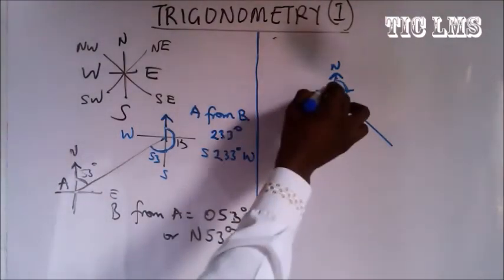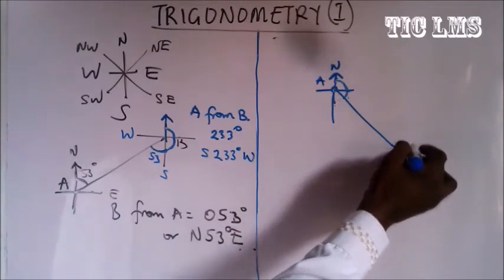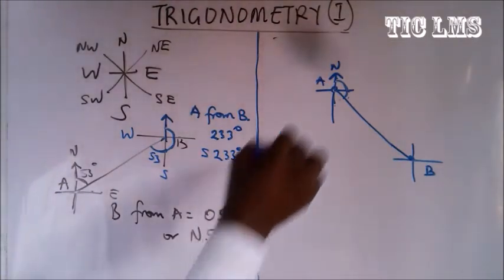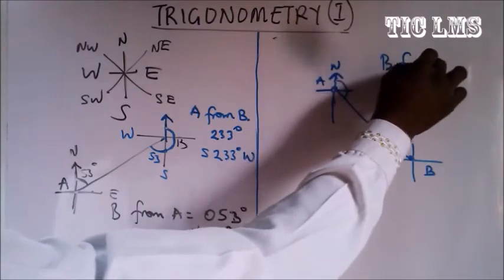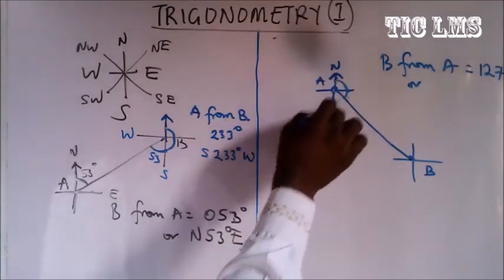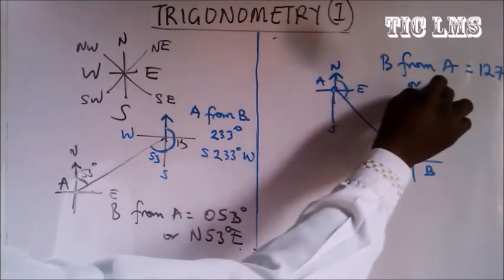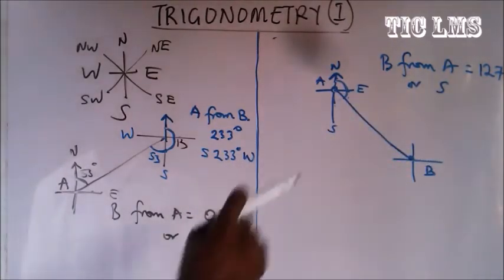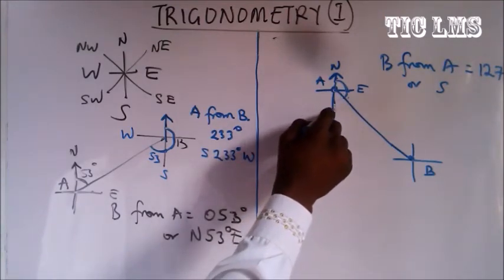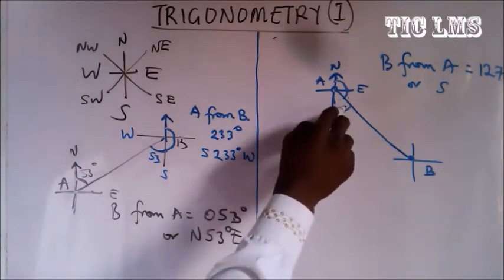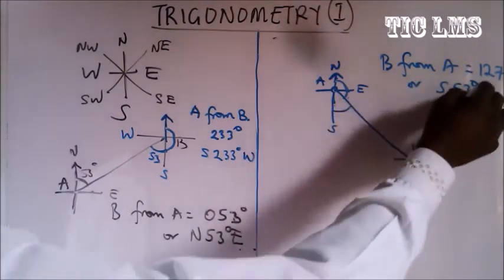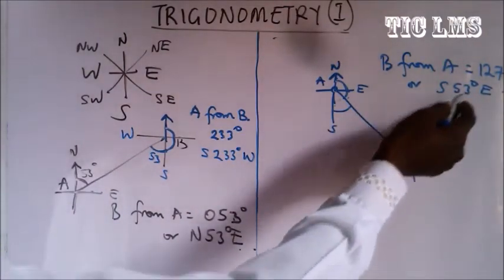So meaning that 127 is between this place and this place. Alright, so we have this as our point A, and you draw it to any point. You can call it, this is your point B. And so we have it that B from A equals 127 degrees, or you can call it south going towards the east, since this is south and this is east. Now what will this angle be? That was going to be 180 minus 127, and that gives us 53 degrees towards the east. So that's the corresponding angle for this.